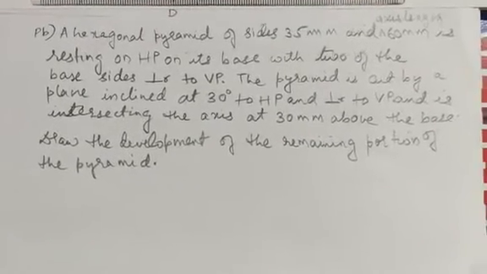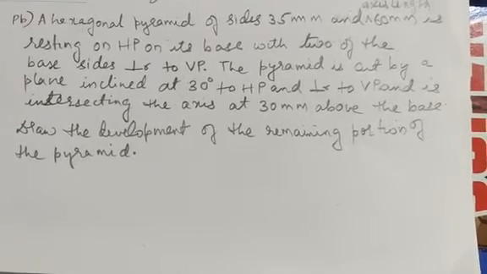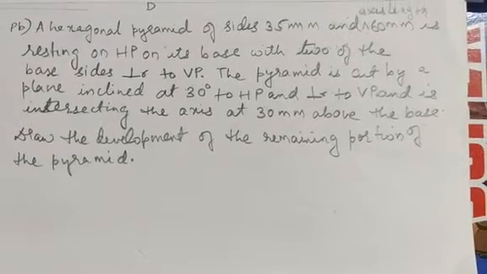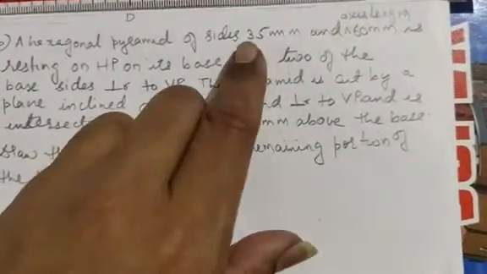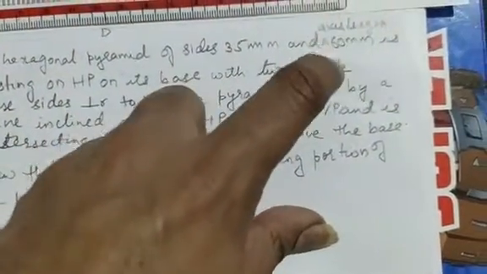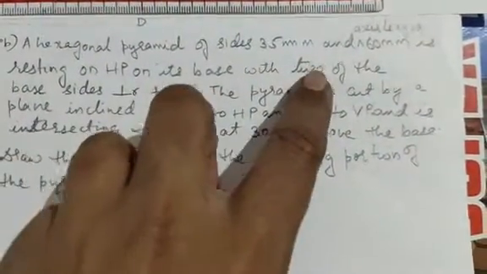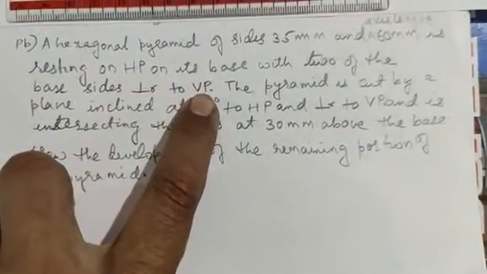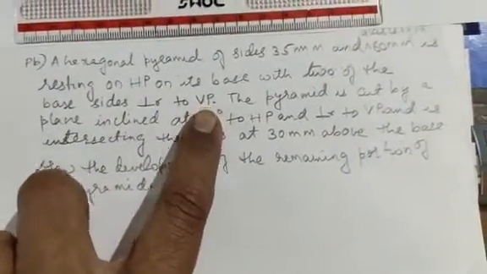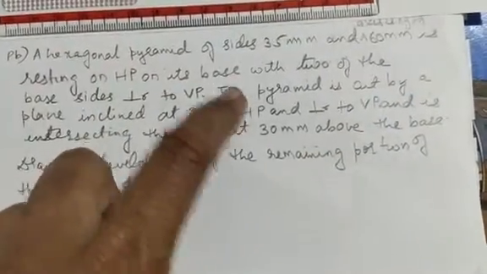Hello friends, now we will go through the next problem of developments. The problem is on a hexagonal pyramid. A hexagonal pyramid of sides 35 mm and axis length 60 mm is resting on HP on one of its bases with its two base sides perpendicular to VP. So this first sentence gives us how it is placed.